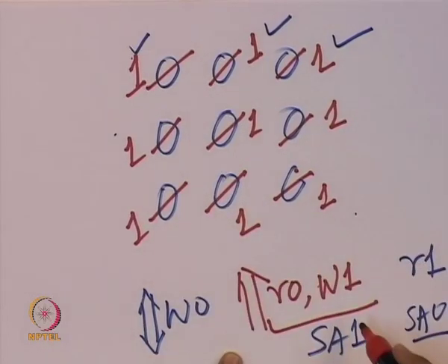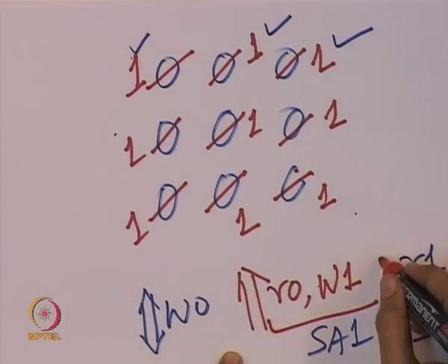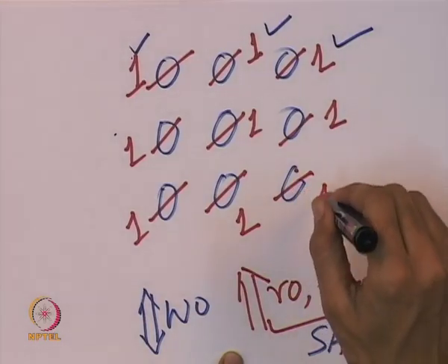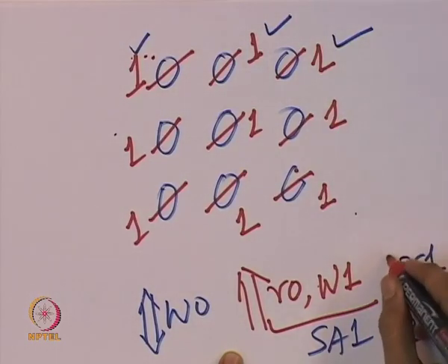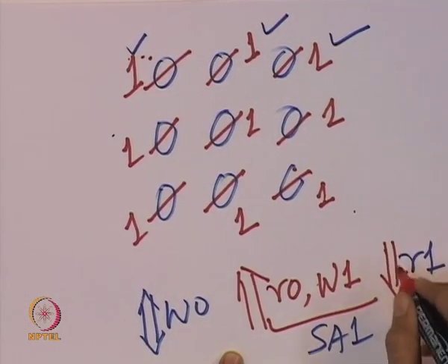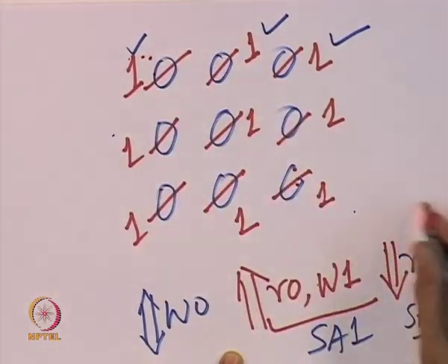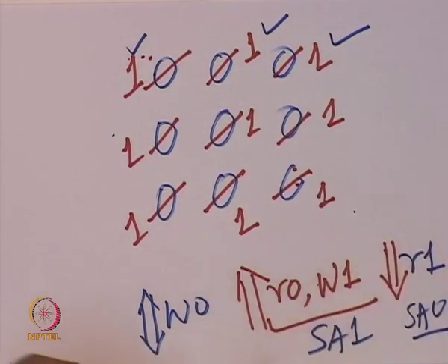You finish this, then the next time you again start either from the last value and come down to the first, or first to last. Let us say you come from last to first and you read all these values. This can detect all stuck-at faults.